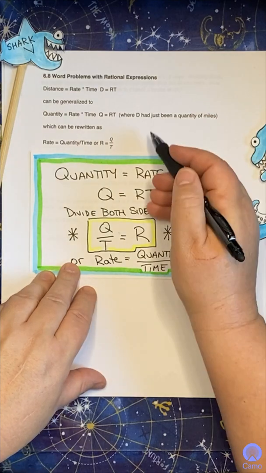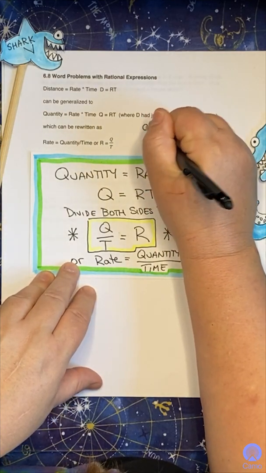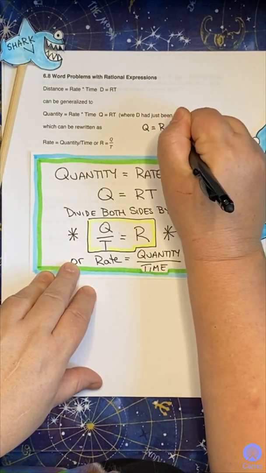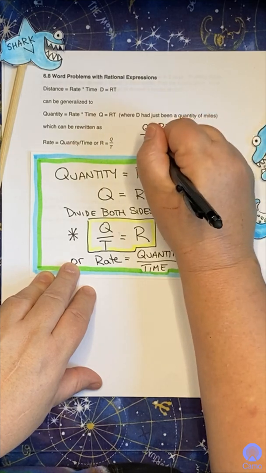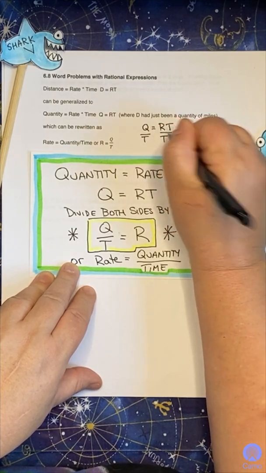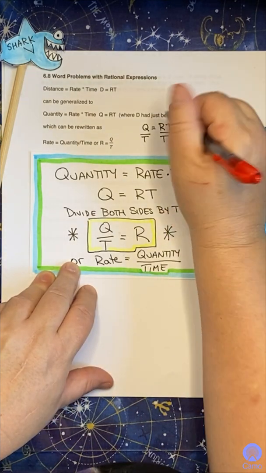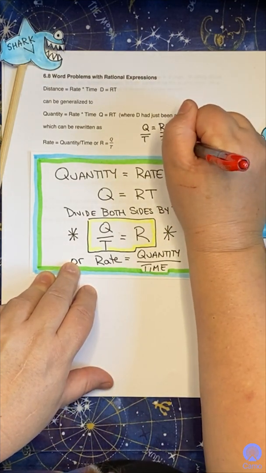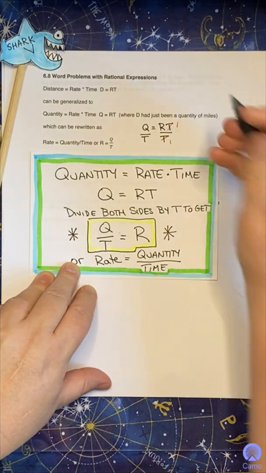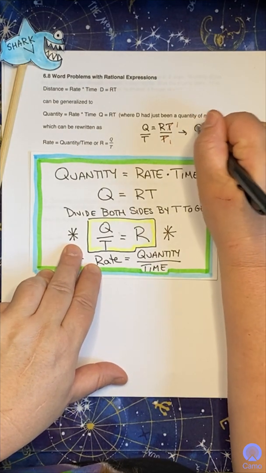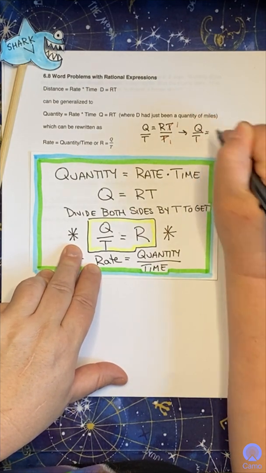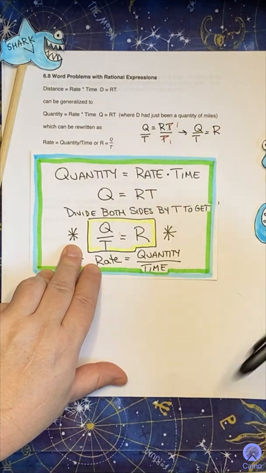So if I have Q equals R times t, if I divide both sides by t, and get my red pen of destiny here, I can cancel the t's on the right, and then I get Q over t equals R, or, pardon me, Sharktopus.